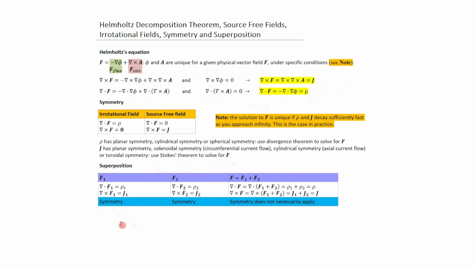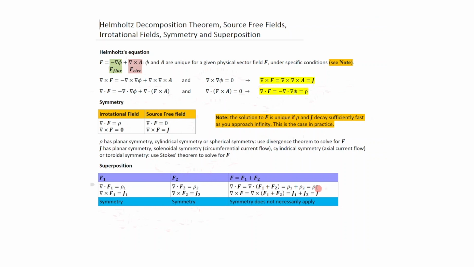If we have a symmetry problem where we know we can solve for F1 given a J1, and we have a second problem involving a current flux density J2, and again because of symmetry we can solve for F2. Then if we take the sum of the two vector fields, that is F equals F1 plus F2, and then take the divergence of the total, because of linearity we can say that the divergence of F is equal to the divergence of F1 plus the divergence of F2, and so the sum of these two would be equal to rho.